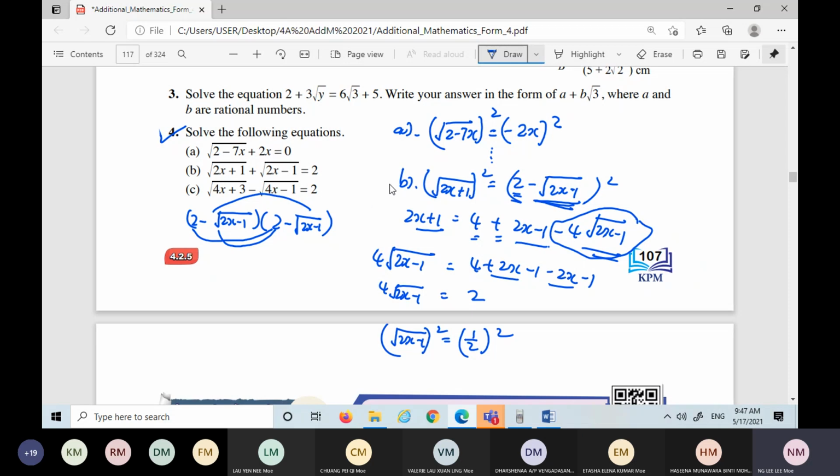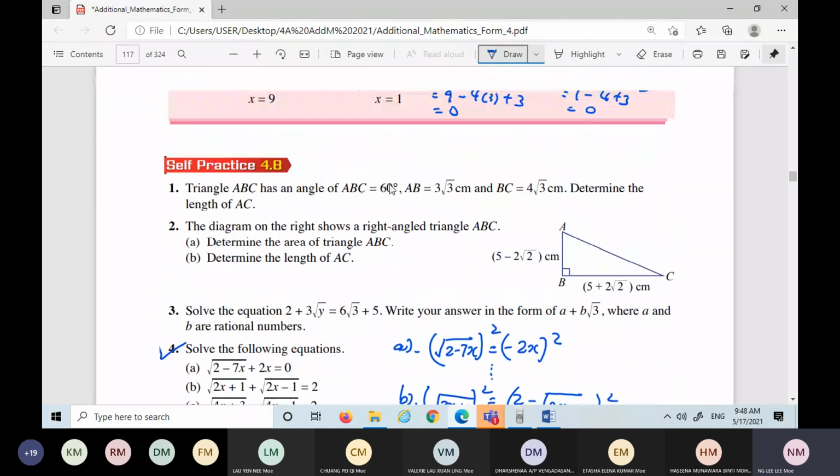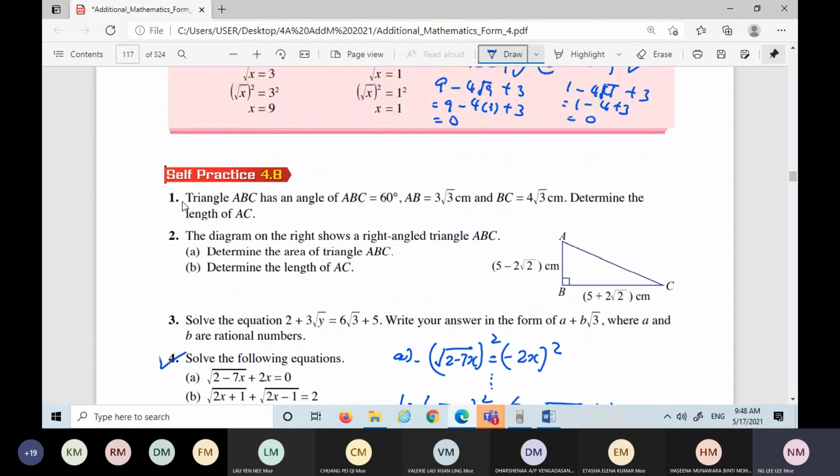Okay, so number 3, 1. Solve the equations. Write your answer in the form. Solve the equations. I think the rest you can try to do by yourself, except this question I want to show you. Question number 1. This question is a bit difficult.